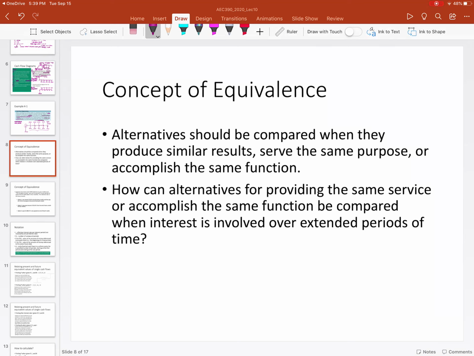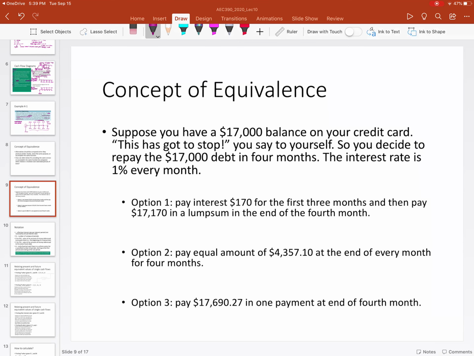Here, equivalent means these different options, solutions, are equal to each other because they have the same goals. They serve the same purpose. They produce the same products. And also that single value is called the equivalent value of the cash flow, because you're just doing some conversion based on some rules so that you can have a single value to compare between different options.